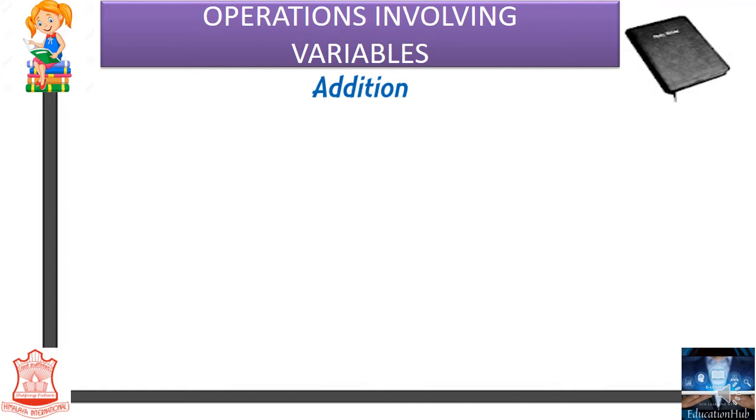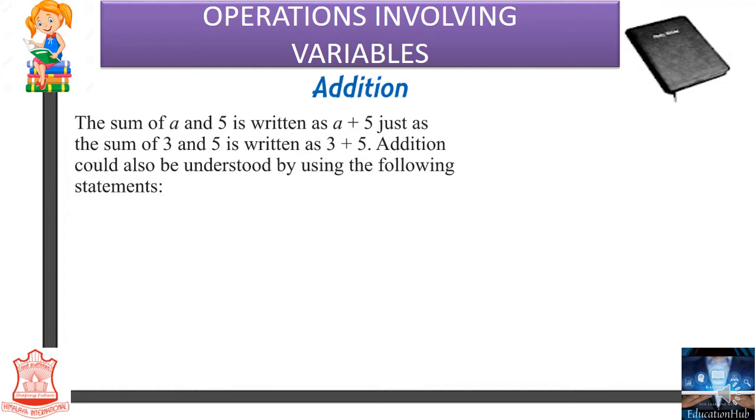First we are discussing is addition, right? The sum of a and 5 is written as a plus 5. Sum means what? We are going to add, just as the sum of 3 and 5. 3 and 5 का क्या sum होगा? 3 plus 5 that is 8. So ऐसे ही a and 5, that is, a be any variable, a और 5 का sum क्या होगा? a plus 5. Addition can also be understood using the following statements.